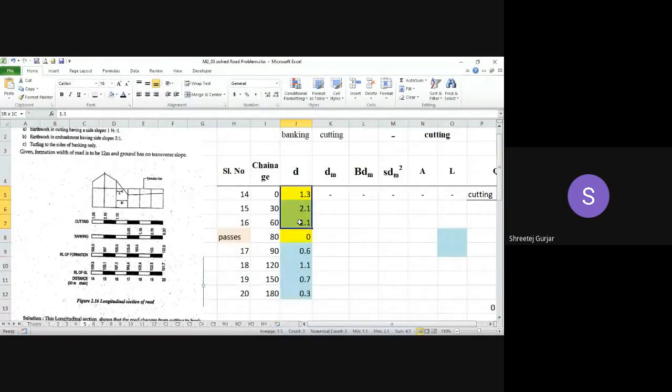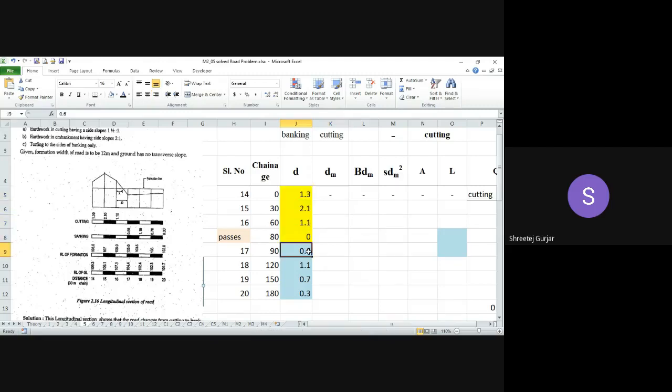These d values we need not calculate, they are mentioned in the question itself, so I have just copied them down. This is the 14th chainage. First one, the depth is given in cutting as 1.3. Then for the 15th it is 2.1, the 16th it is 1.1, and at 80 it is 0, which we have found out. Then at the 17th chainage it is plus 0.6, or banking. Then 18, 19, 20, similarly I have copied down.